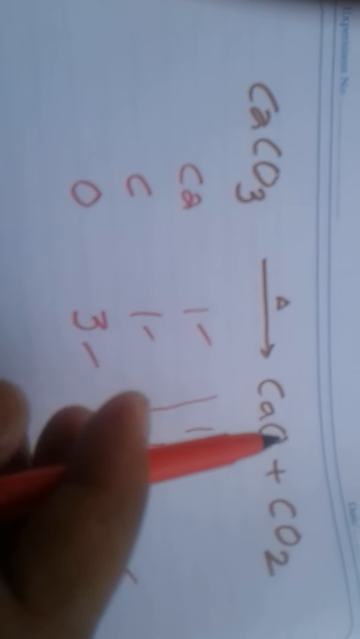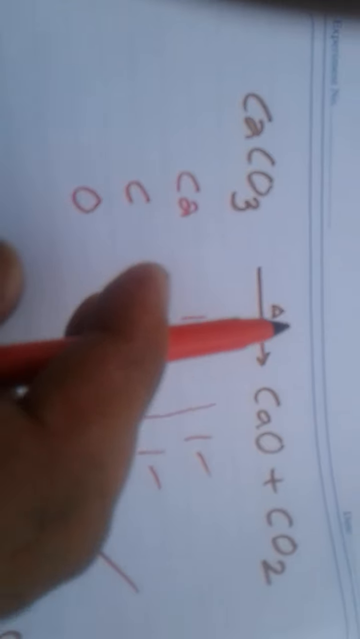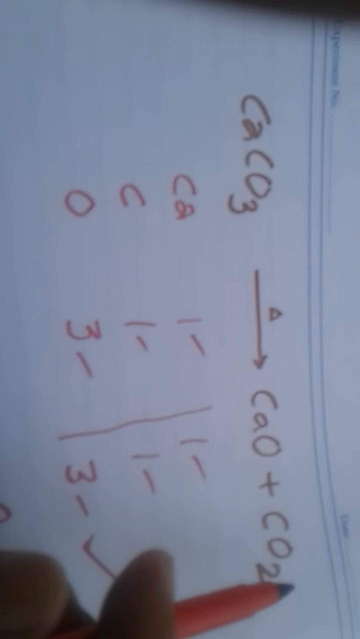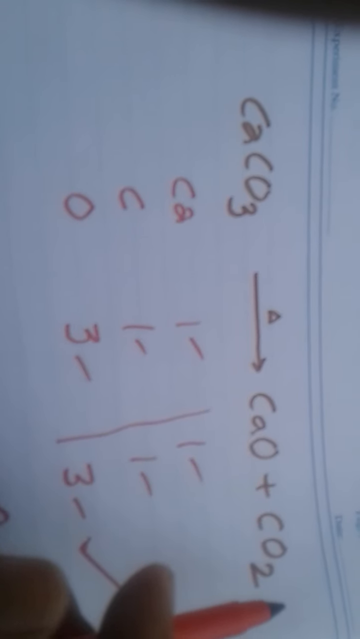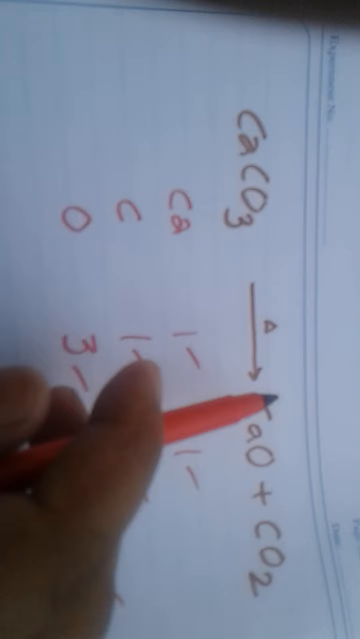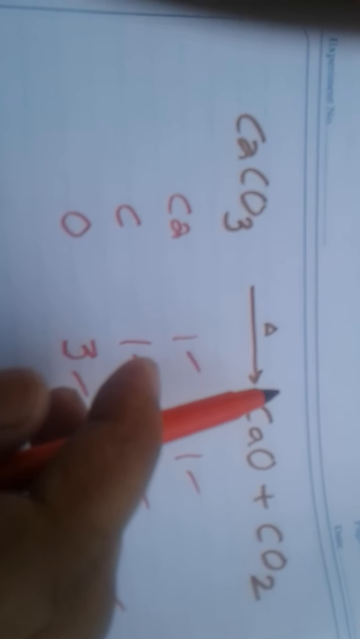The next topic is balancing the chemical equation. Now, how to balance them? First of all, check that the left-hand side is called the reactants and the right-hand side is called the products. The triangle symbol shows the effect of heat.